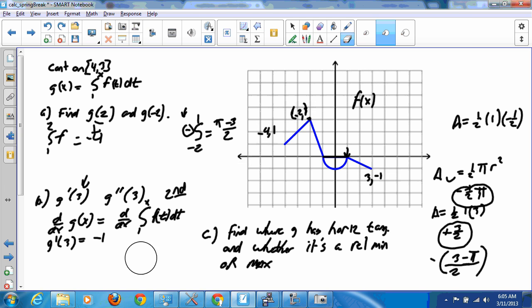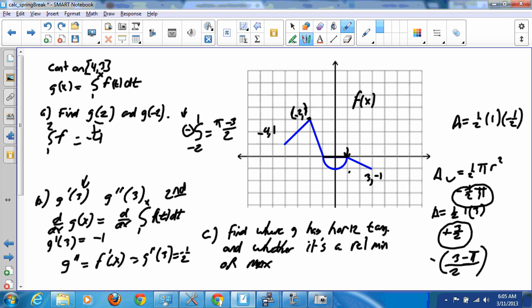Alright? Well, the last part is asking us to find the second derivative. The second derivative of g is equal to the first derivative of f. So at 3, since we have a line segment here, the derivative of this is just the slope of this, and we found out earlier that the slope was down 1 over 2. So the second derivative of g at 3 is equal to a negative 1/2. Okay.